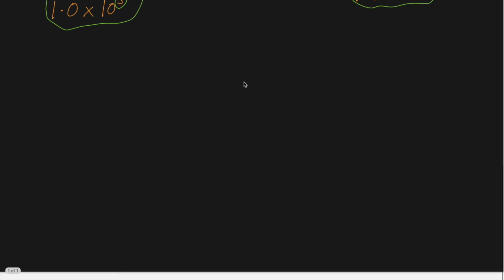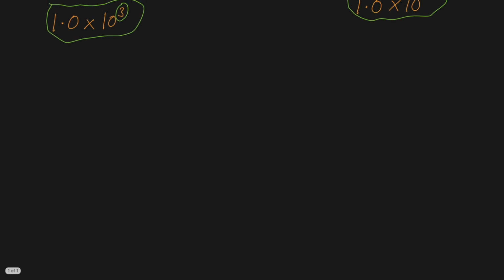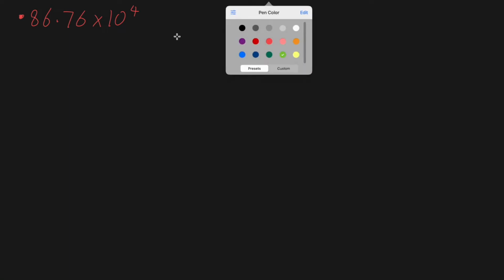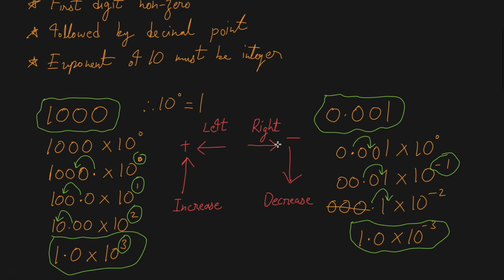I think I will have another page here. Now here we will include some examples. We have, for example, 86.76 and 10 power 4. Simple examples, just follow the general method that I told you. Here, left increase, right decrease.